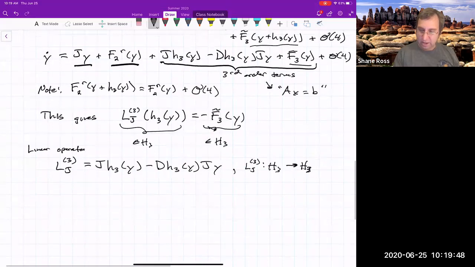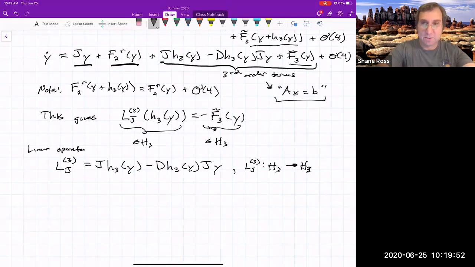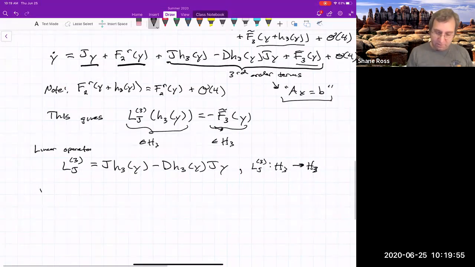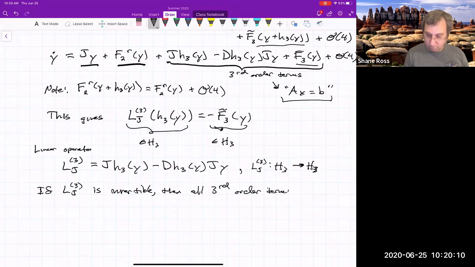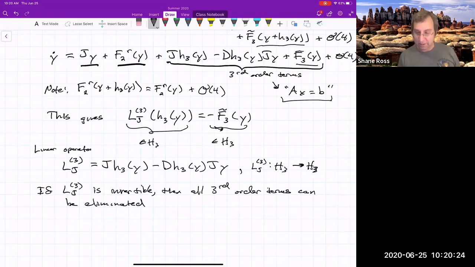So this is just like with AX equals B, which is a classic linear algebra problem. If this linear operator is invertible, then all third order terms can be eliminated. The way that we would check for that is we would apply L_J^3 on all of the basis elements of capital H3 and see what happens. Then you can construct a matrix. To check if this is invertible, you see if the matrix representation is full rank.